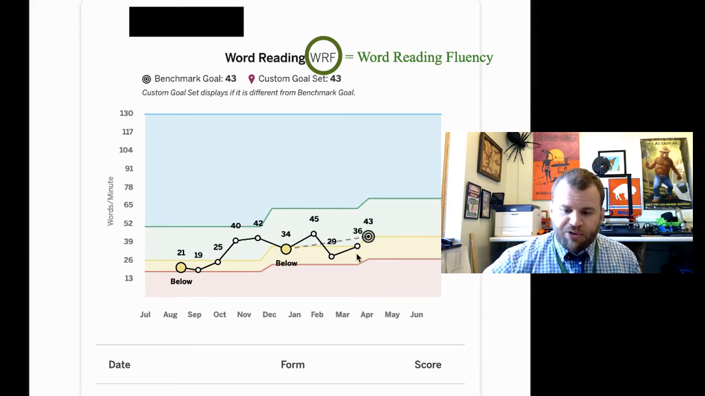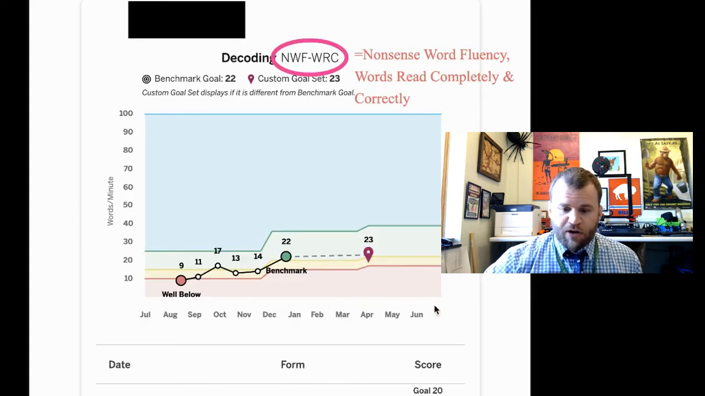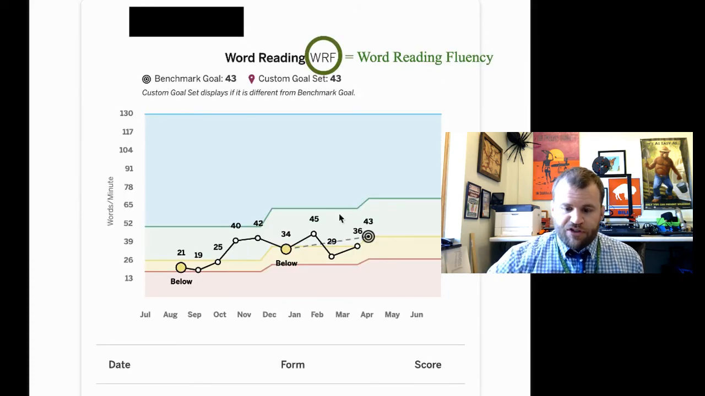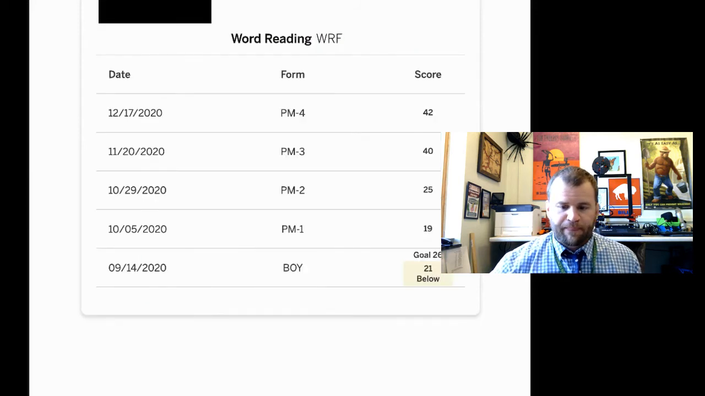Now let's take a look at this one right here. It kind of looks like a bullseye. This bullseye is the benchmark goal, whereas before, this one was the individual student's goal. This is the goal for everybody. And again, we're looking for progress over the year. If we were to draw a line from where they began to where we hope they end, it's a nice incline. Let's take a look at one more.